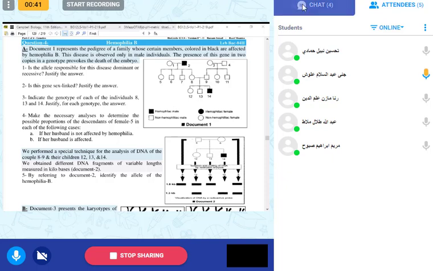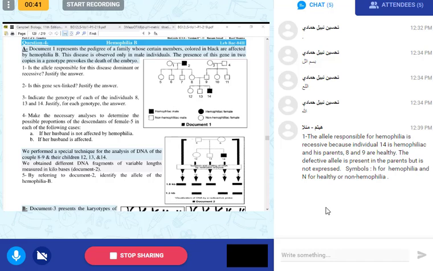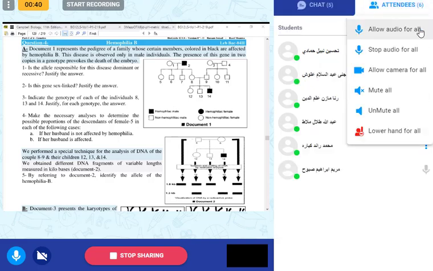We know that 8 and 9 have an affected son, so the disease is masked in 8 and 9. We say 14 is affected, his parents are healthy. So the defective allele is present in the parent but not expressed, or masked. Read the answer, please. The allele responsible for hemophilia is recessive because individual 14 is hemophilic and his parents, 8 and 9, are healthy. The defective allele is present in the parents but is not expressed. Symbol H for hemophilia and N for healthy or non-hemophilia. Just like this, we do not mention the X and the Y now. We're just talking about being recessive or dominant.